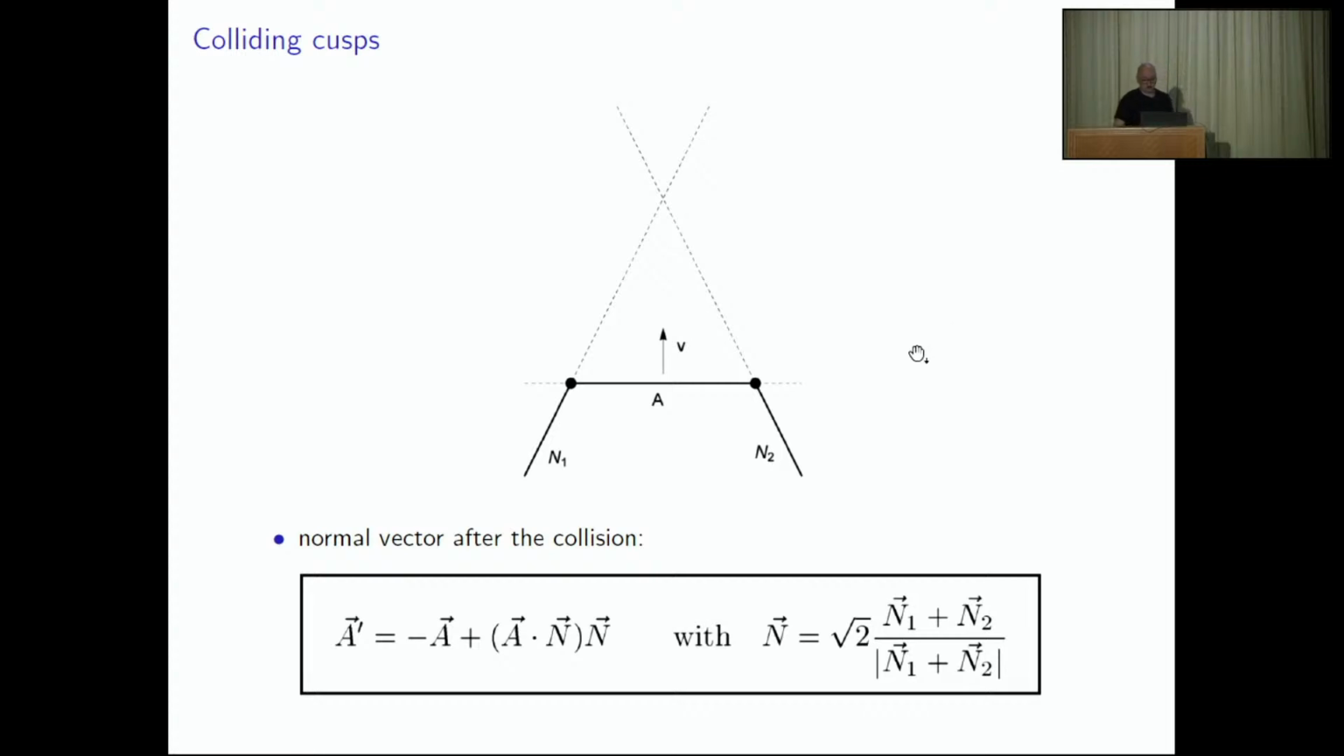And you can look at this from the point of view of the normal vectors, how the normal vector A corresponding to this middle segment changes. And there is this reflection formula, which tells you what happens. So you have to reflect this normal vector A on the average of the other two normal vectors.